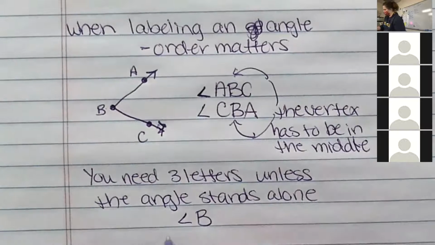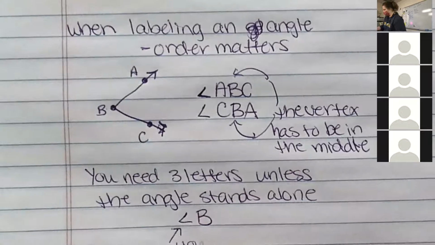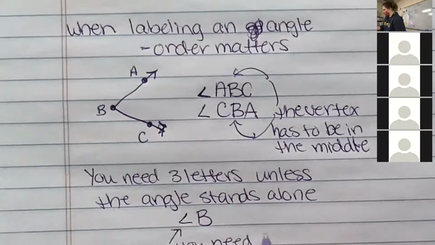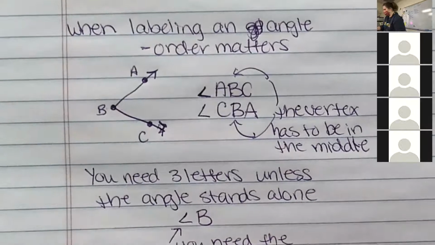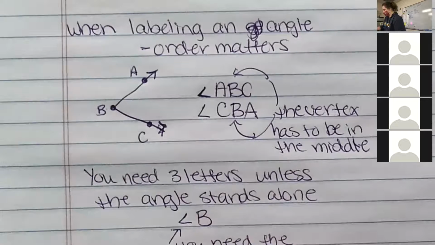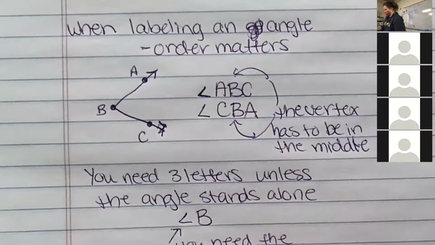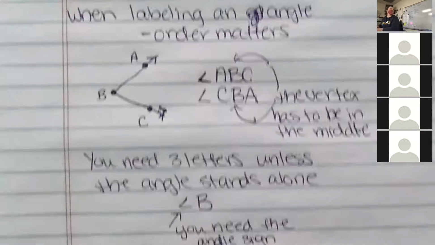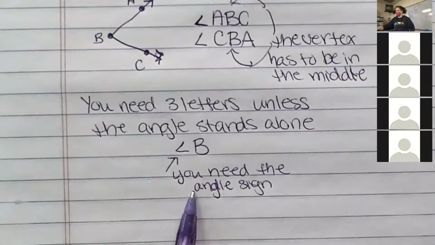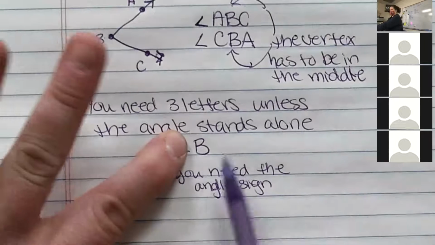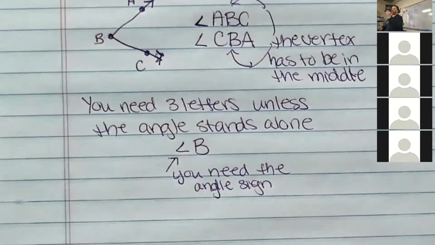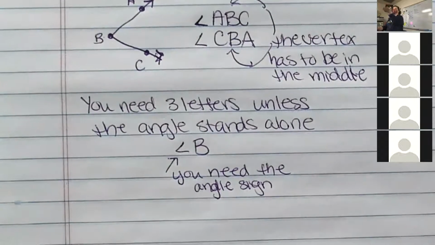And then also remember, you need the angle sign. If you didn't write the angle sign and it was just the letter B, what would that represent? A point. Yep. So you're telling me just point B. Well, that point B is not going to have an angle measurement. It's not going to be 90 degrees. It's not going to be 45 degrees. That doesn't make sense. It's a point.